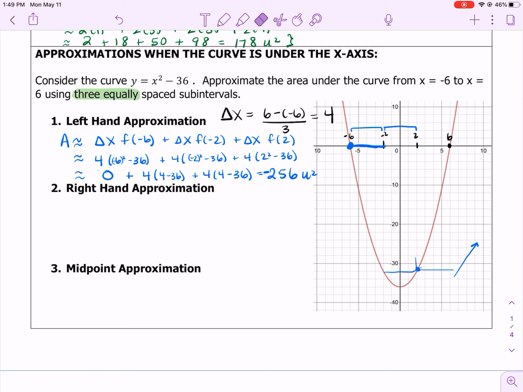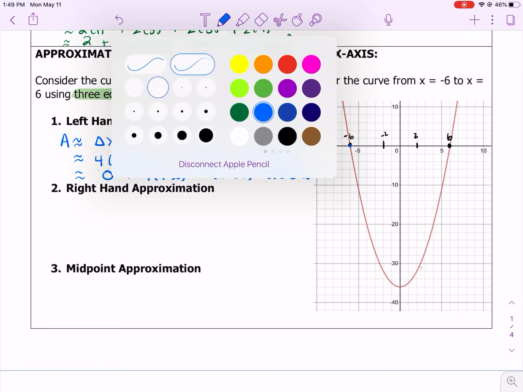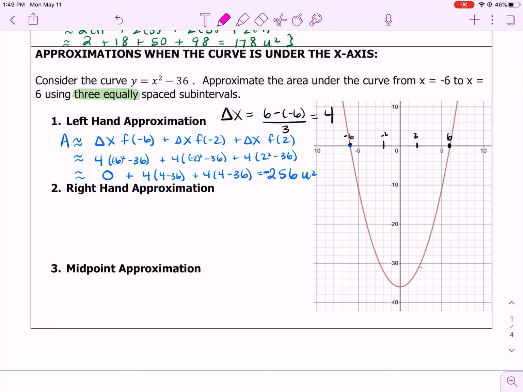Let's do the same thing here in terms of dealing with our right-hand approximation. We're doing the same thing, but dealing on the right-hand side. So here our area is going to be approximately, again, delta x times f of negative 2, because now in the first subinterval, we're using negative 2 or the one on the right. So we have the area going in this direction over here, okay, and plus another delta x.